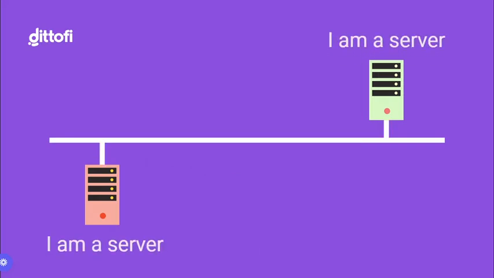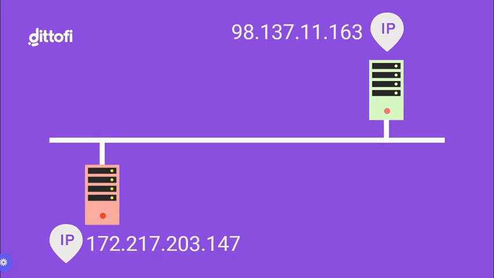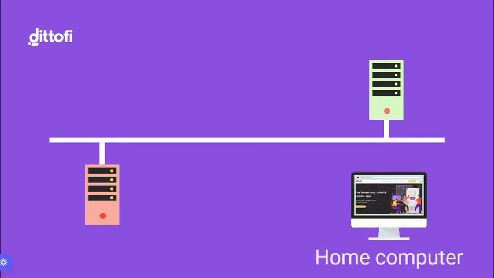A computer that is connected directly to the internet is called a server. Every computer connected to the internet has its own unique Internet Protocol address or IP address. Just like postal addresses, IP addresses help computers find each other on the internet. Your home computer is not a server. This is because your home computer is not connected directly to the internet. These computers, the ones that you and I use every day, are called clients.